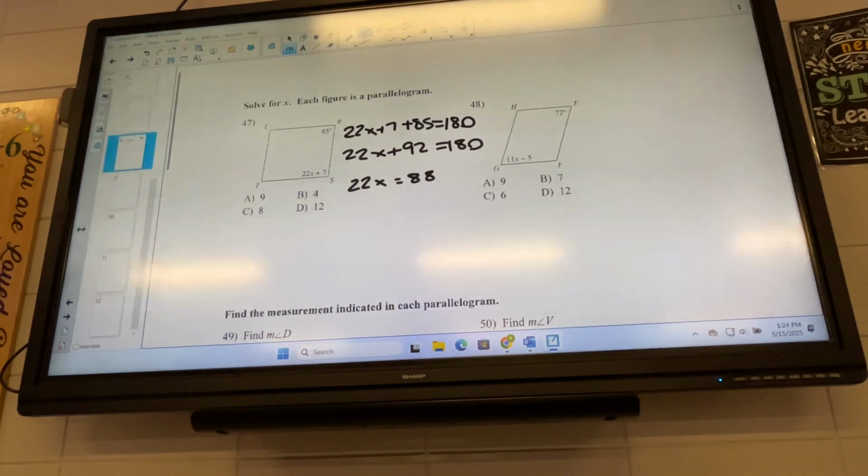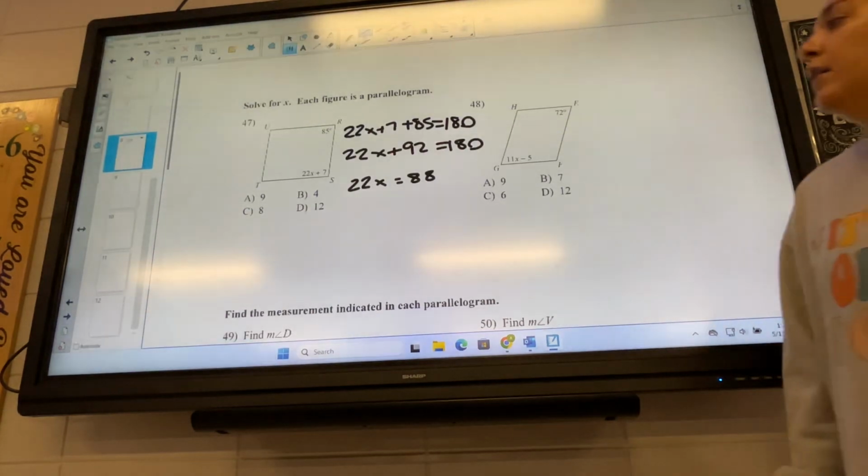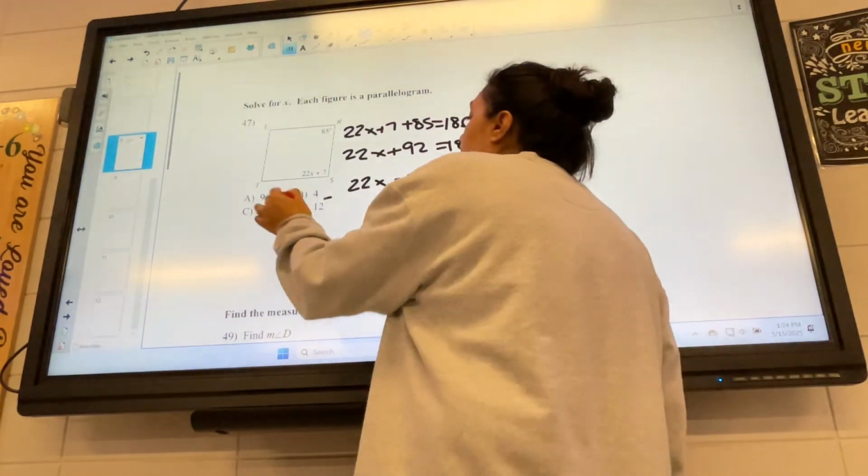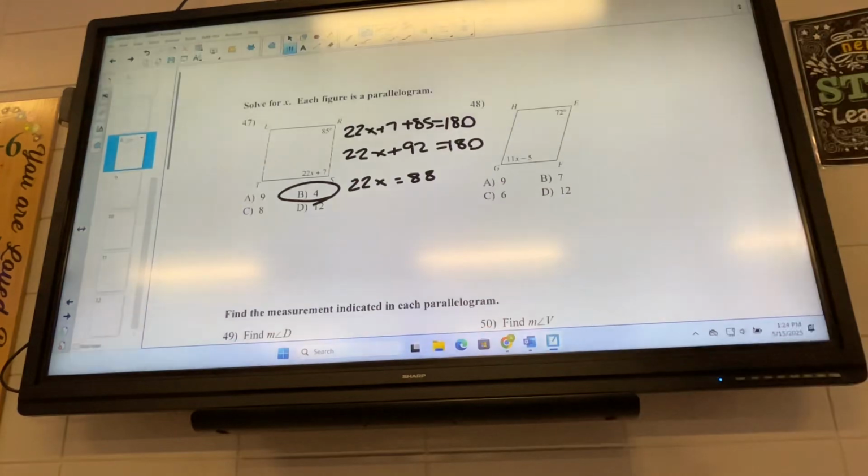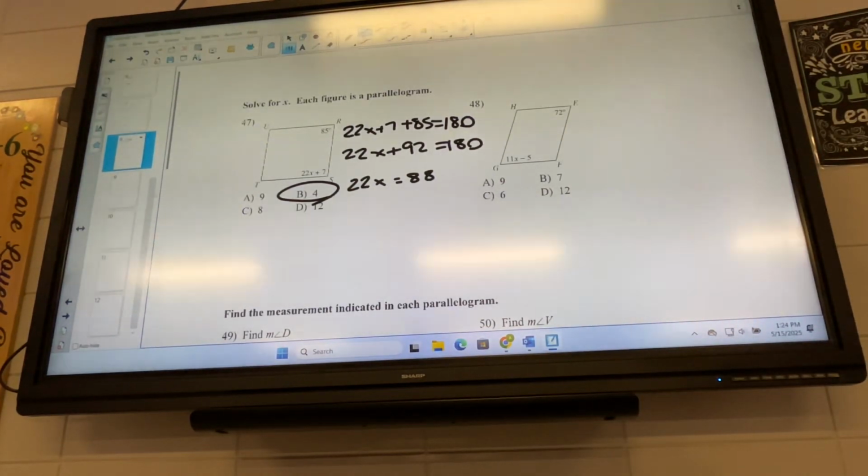Okay, and then what? Divide by 22. So 88 divided by 22. 4. Okay, is that an answer option? Yes. So that probably checks out. Does that mean it's right? No. Okay, but it's a good idea.